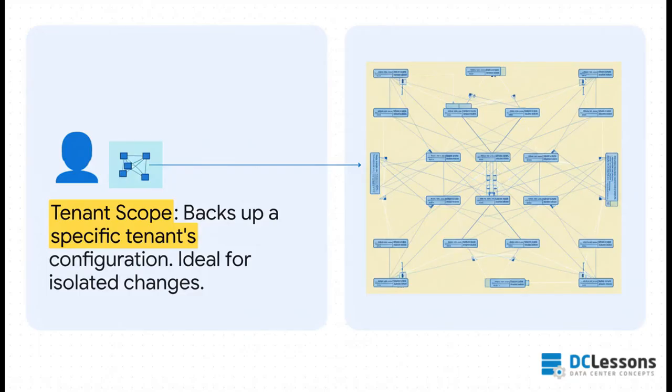Now, this screen right here is your first critical decision point, the scope. You can back up a single tenant scope, which is kind of like saving the settings for just one department's applications. It's handy for small, isolated changes. But for real-deal disaster recovery, you need a fabric scope backup. That one captures everything. All your tenants, all your system policies, the whole shebang. Think of it like this. Are you backing up one office or the entire building? Making the wrong choice here could leave you high and dry during a recovery.